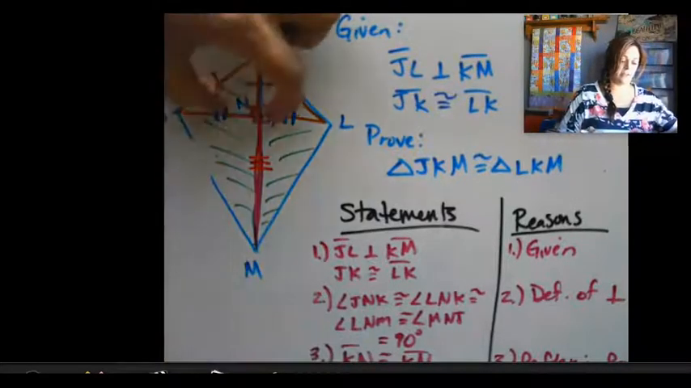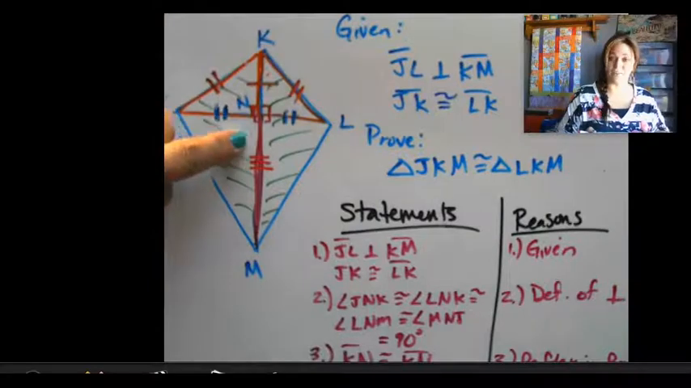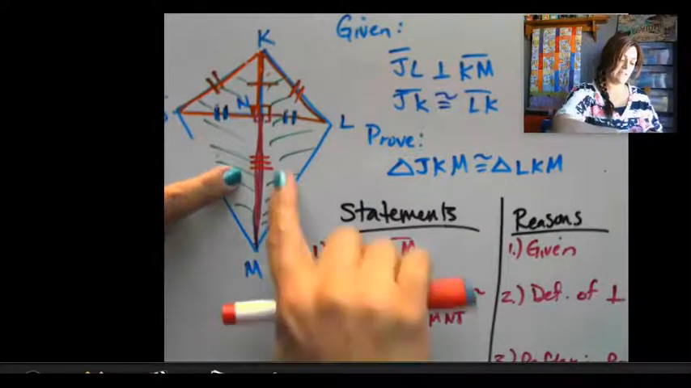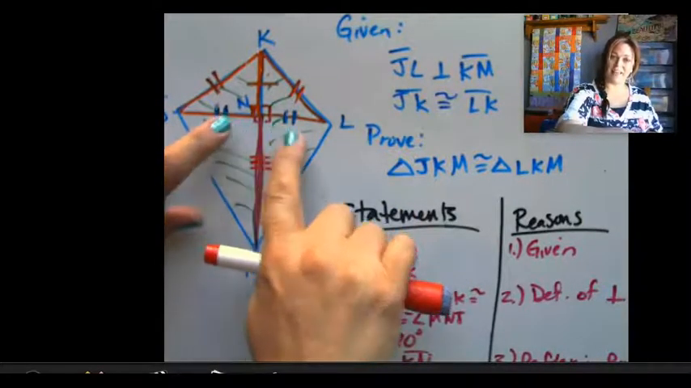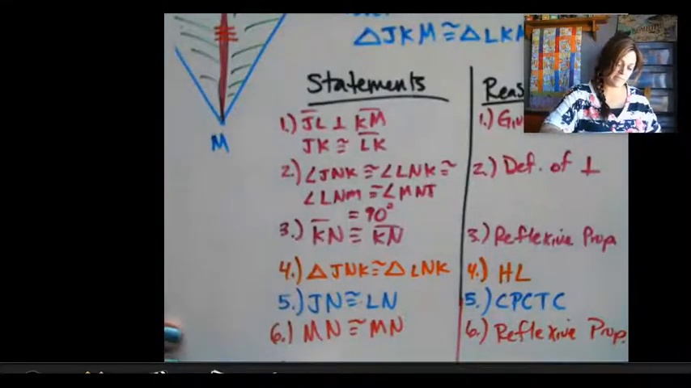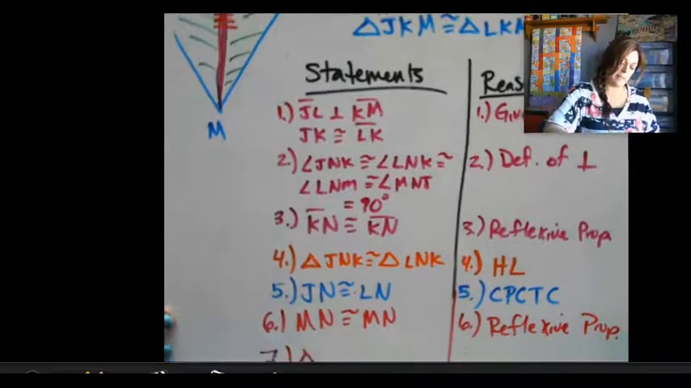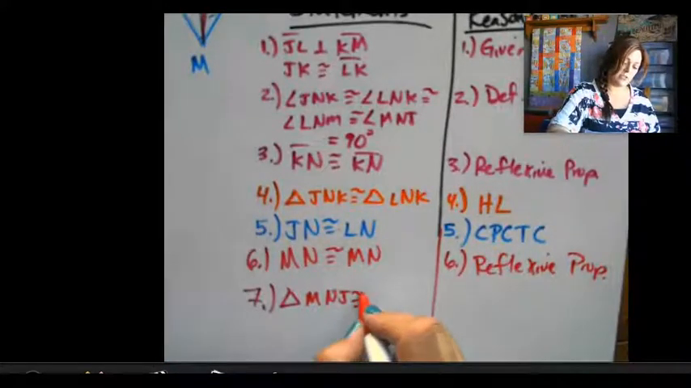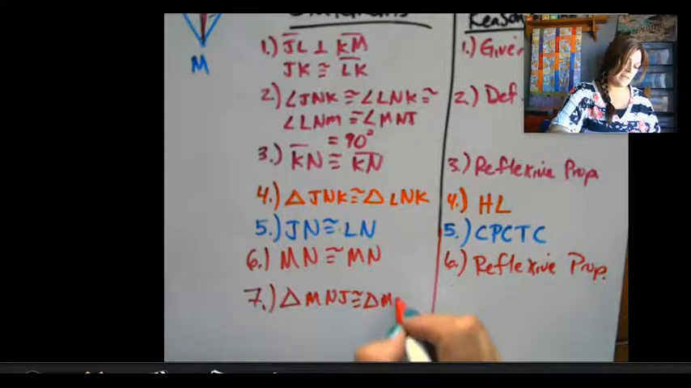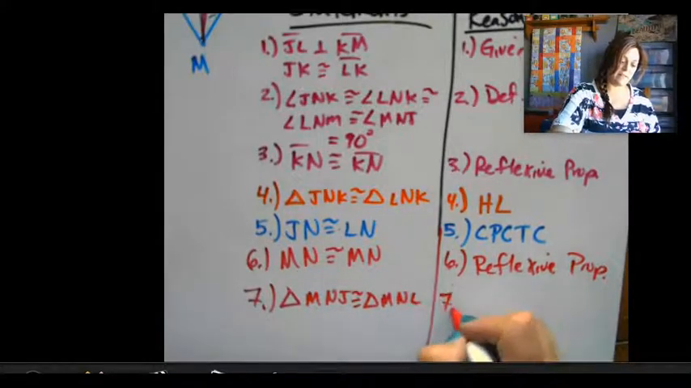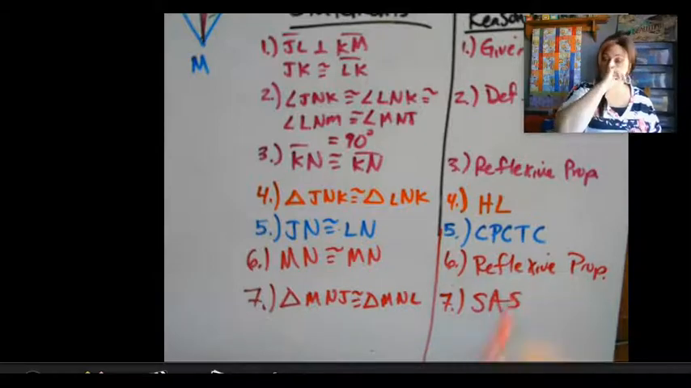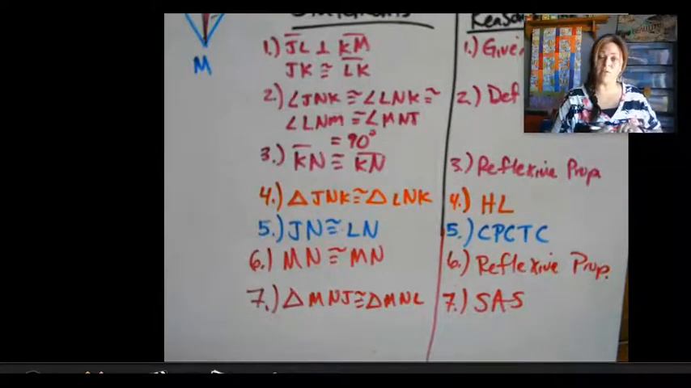I know that these are congruent. I know that angle, sorry. So I've got a side, an angle, and a side. Those are congruent. So I'm going to say step 7, triangle MNJ is congruent to triangle MNL. Side, angle, side. And even though it's a right triangle, you don't have to use HL.